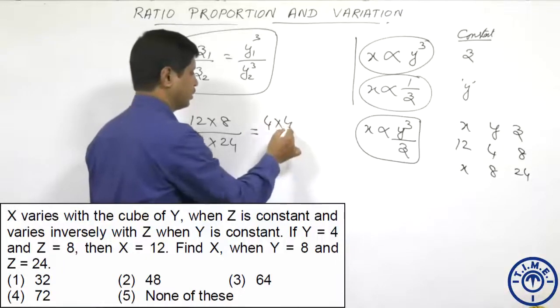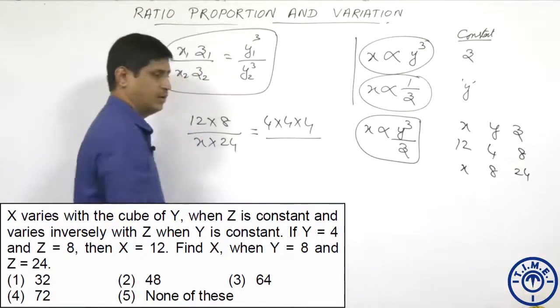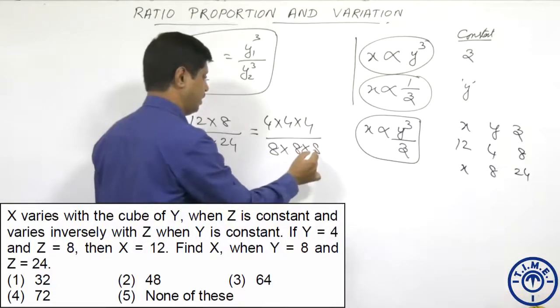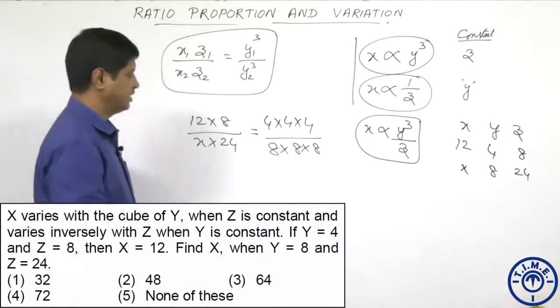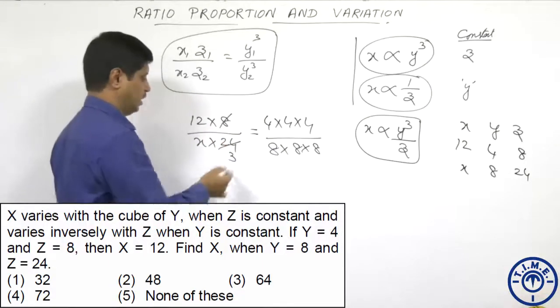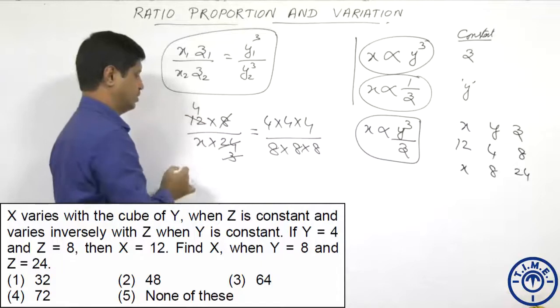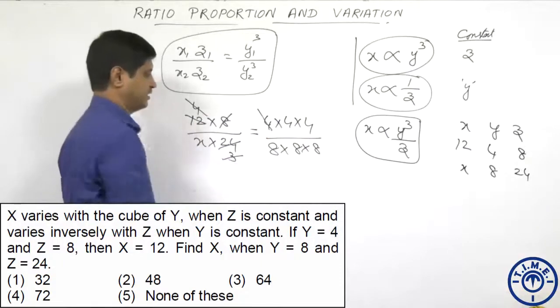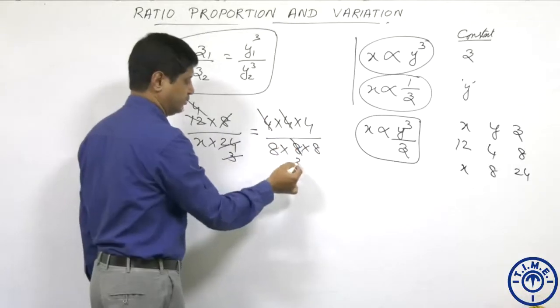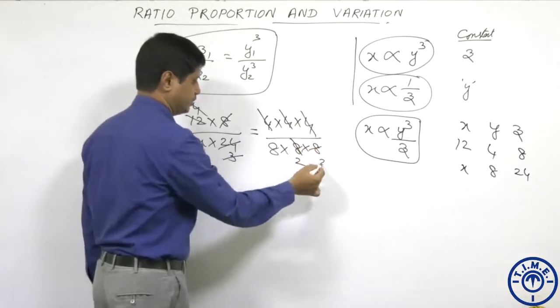So 4 into 4 into 4 by the y2 value, which is 8, so 8 into 8 into 8. Solving this, what is the cancellation? 8 goes 3 times, 3 goes 4 times. Now what is the result? 4 to 4 we can cancel. What is the remaining here? 4 is 2 times and 4 again 2 times.